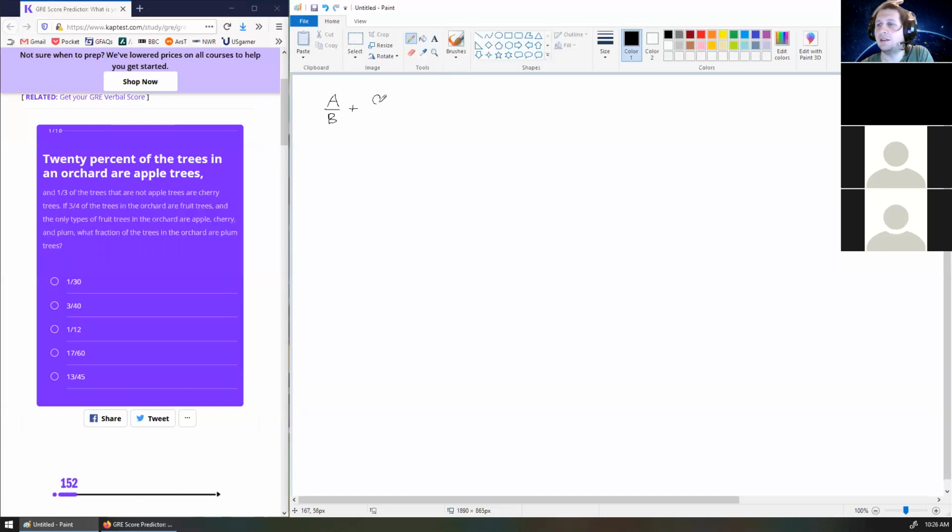Maybe I'll increase the line thickness a little bit. Okay. So for fractions, let's do a little quick review on how fractions work.